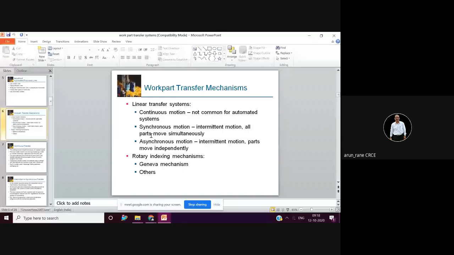Then you have rotary indexing mechanisms, and it can be done in two ways. But the Geneva mechanism is more popular. Geneva, which was studied in the turret indexing mechanism. In a capstan lathe, the turret index is by the Geneva mechanism.